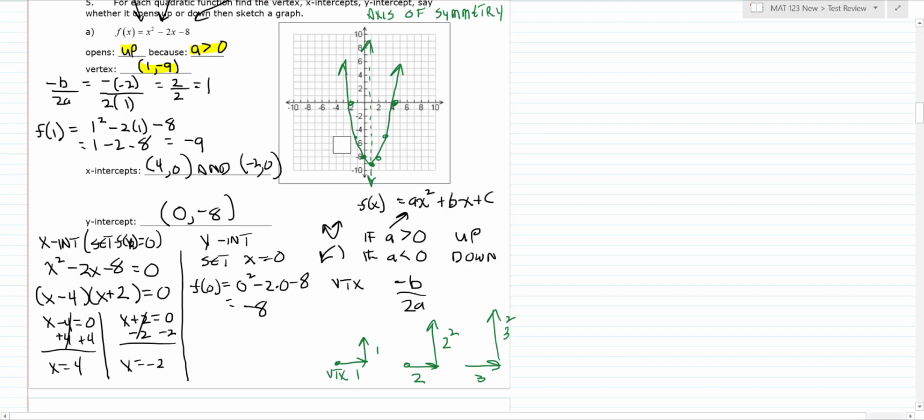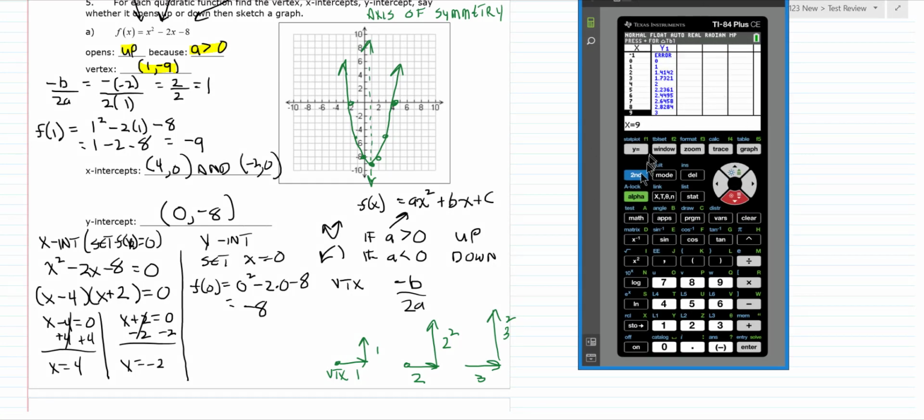Okay, now this problem right here is 100% checkable on your graphing calculator. In fact, you can get all this information from your graphing calculator. So if you do y equals, plug in the function, we did x to the second minus 2x minus 8, graph in a standard window. So if I go zoom 6, that gives the same thing. Now you can look at your table of values. You can tell it's opening up.